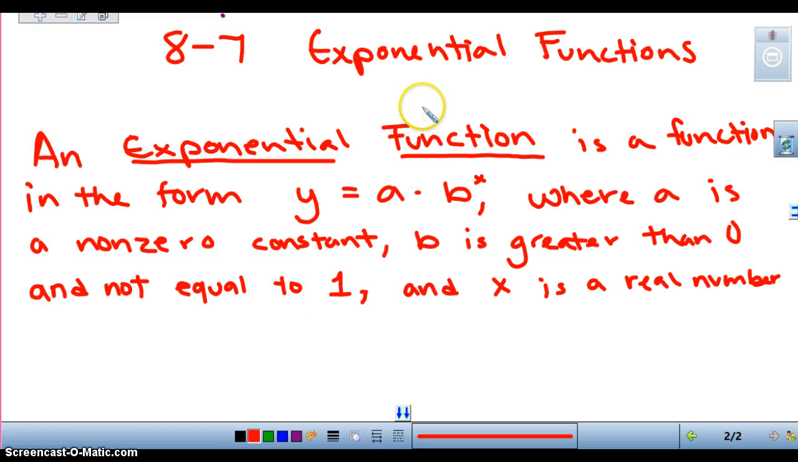So today we're talking about exponential functions. An exponential function is a function in the form of y equals a times b to the x power, where a is a non-zero constant, b is greater than 0 and not equal to 1, and x is a real number.